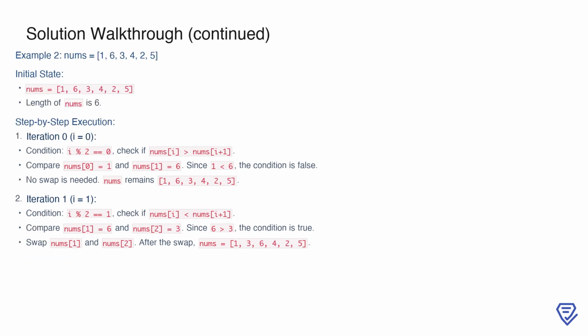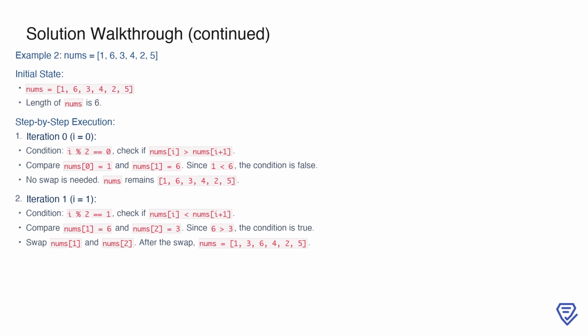In the second example, the input array is nums equals 1, 6, 3, 4, 2, 5. Once again, the algorithm processes the elements step by step. Starting with iteration 0 at index 0, the index is even, so we check if the current element is greater than the next. Here, nums[0] equals 1 is less than nums[1] equals 6, so the condition is false, and no swap is needed. The array remains 1, 6, 3, 4, 2, 5.